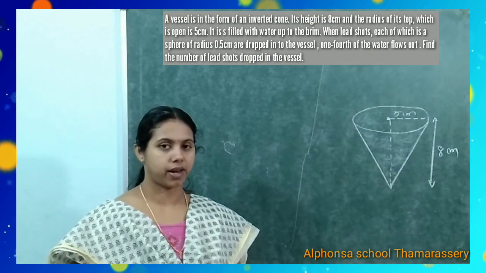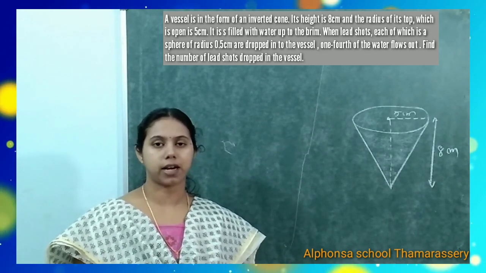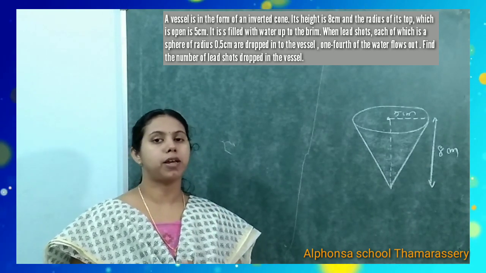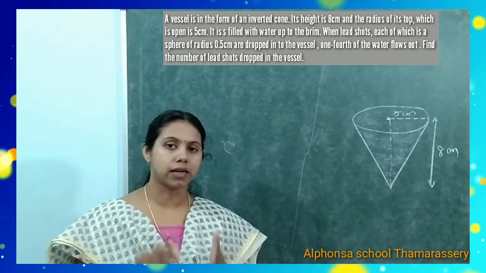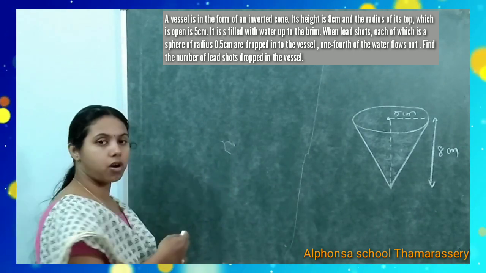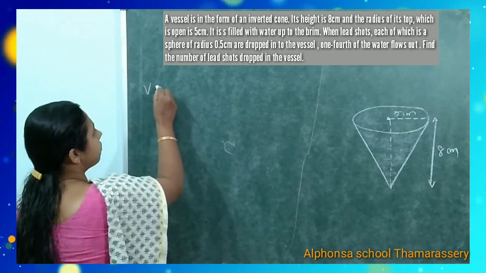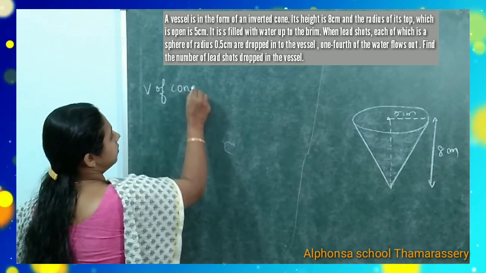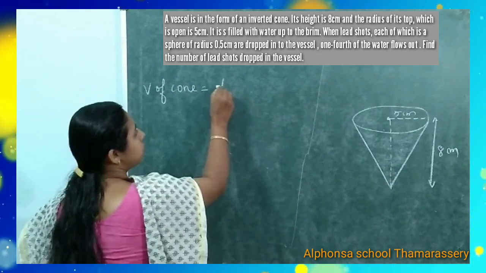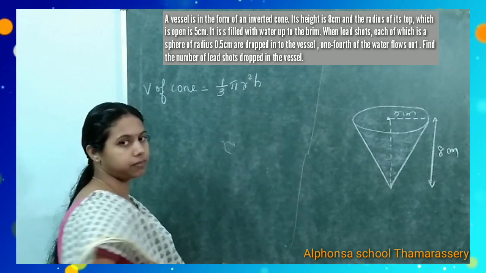According to the question, the conical vessel is filled with water up to the brim. So the volume of cone will be equal to the volume of water in the cone. We know that the radius of the cone is given and the height of the cone is also given. So volume of cone will be equal to volume of water in the cone, that is equal to 1 by 3 pi r square h.